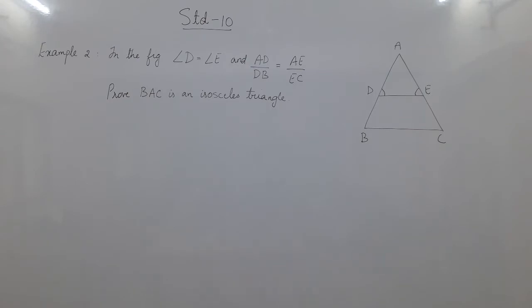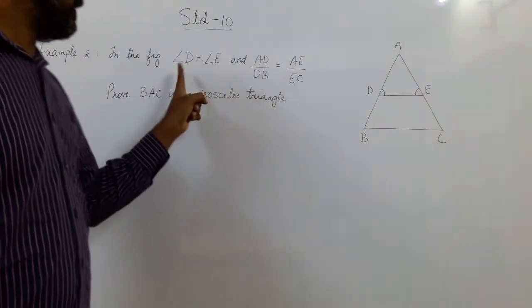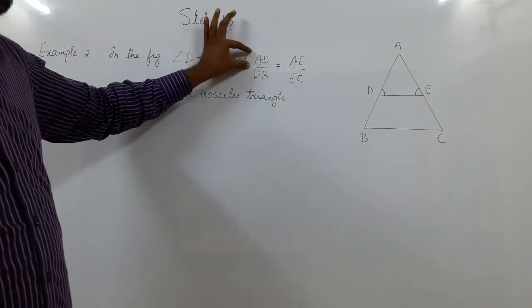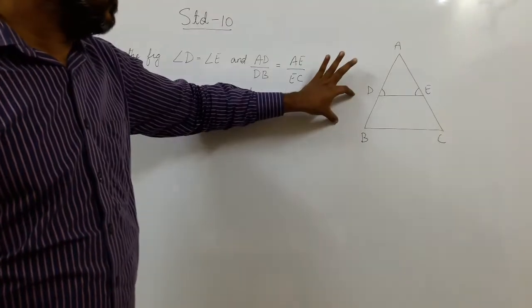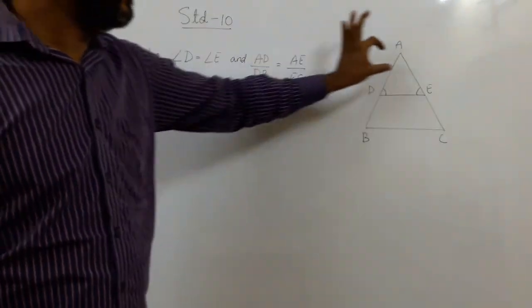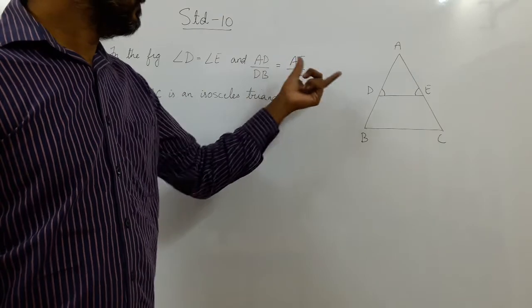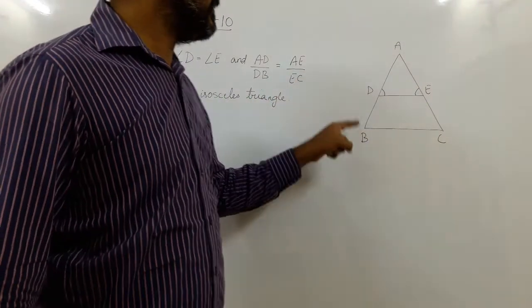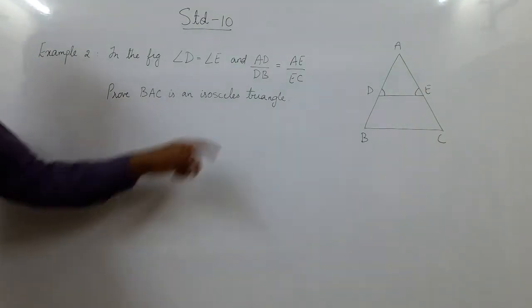Okay, in this sum a figure is given, angle D equal to angle E. Yes, it is given that angle D equal to angle E, and AD upon DB equal to AE upon EC. The ratio is given to you. You have to prove triangle BAC is an isosceles triangle.